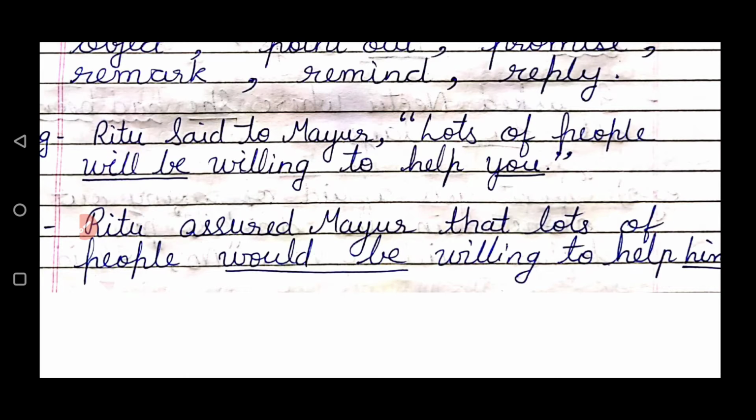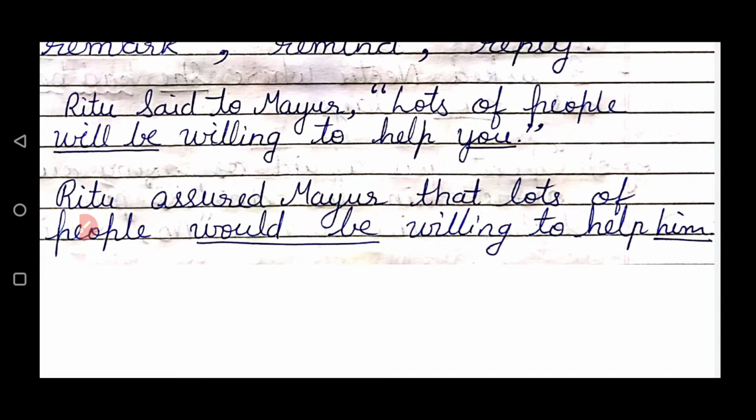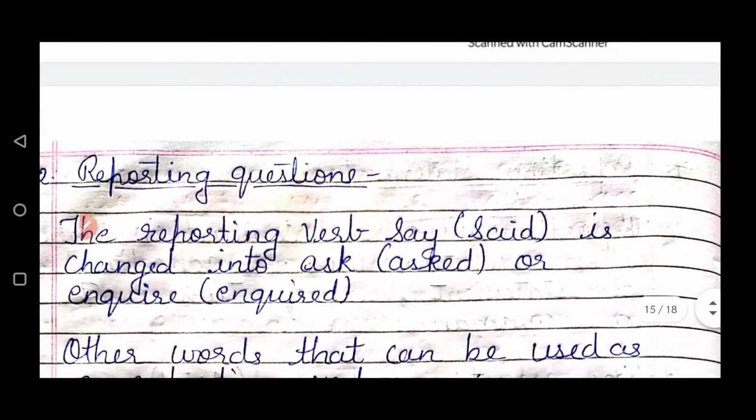Okay. Ritu assured Mayor that lots of people would be willing to help him. Will be has changed to would be, because she is saying to Mayor. So Mayor, help him. Okay, the pronoun has changed accordingly. So this is how we use the reporting verb in a statement while reporting a statement.